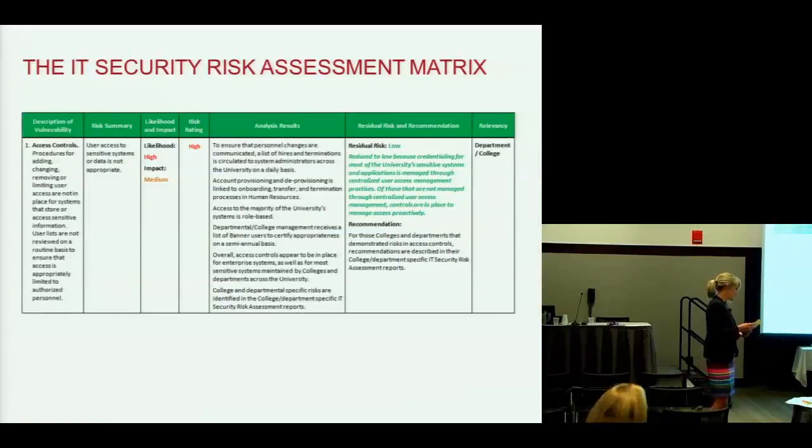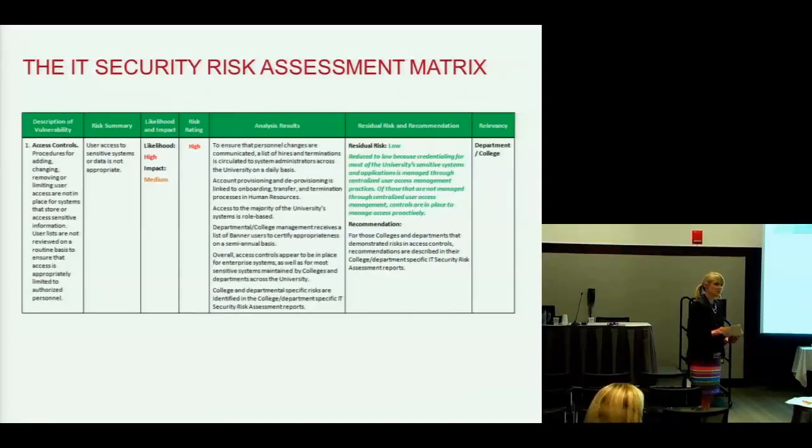So the IT security risk assessment matrix was really the meat of our report. It basically aligned with the questionnaire. So we had those 21 different risk areas in the questionnaire, and for each risk area we have a row in this matrix. So you can see on the left-hand side we give a description of the vulnerability associated with each risk area. We give a risk summary, and then we do a likelihood and impact rating and an overall risk rating. And the way we did this was a little bit unique.